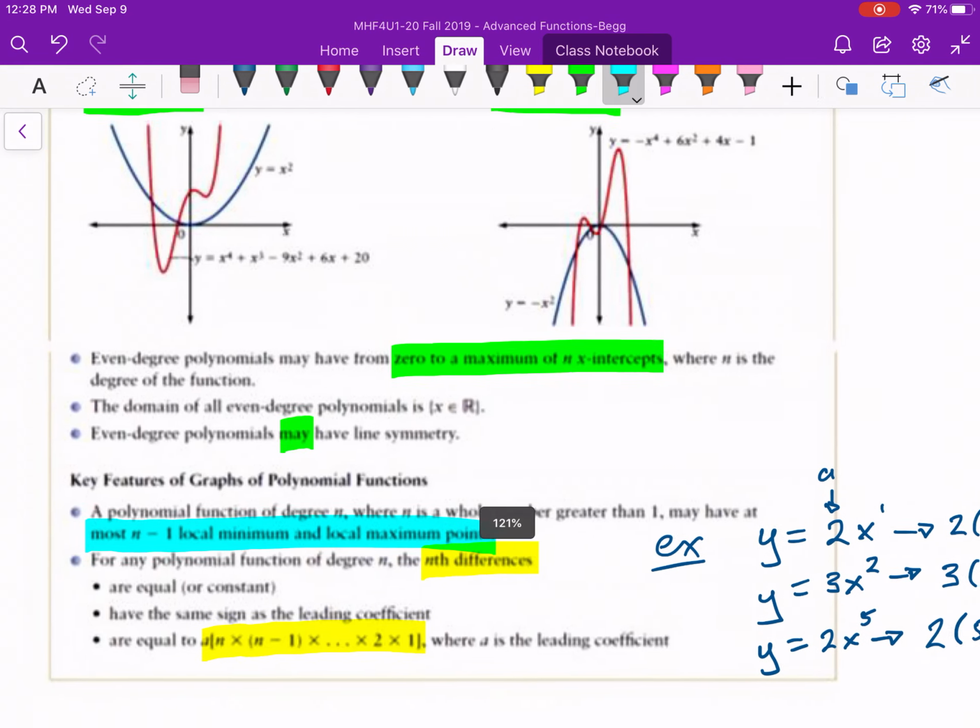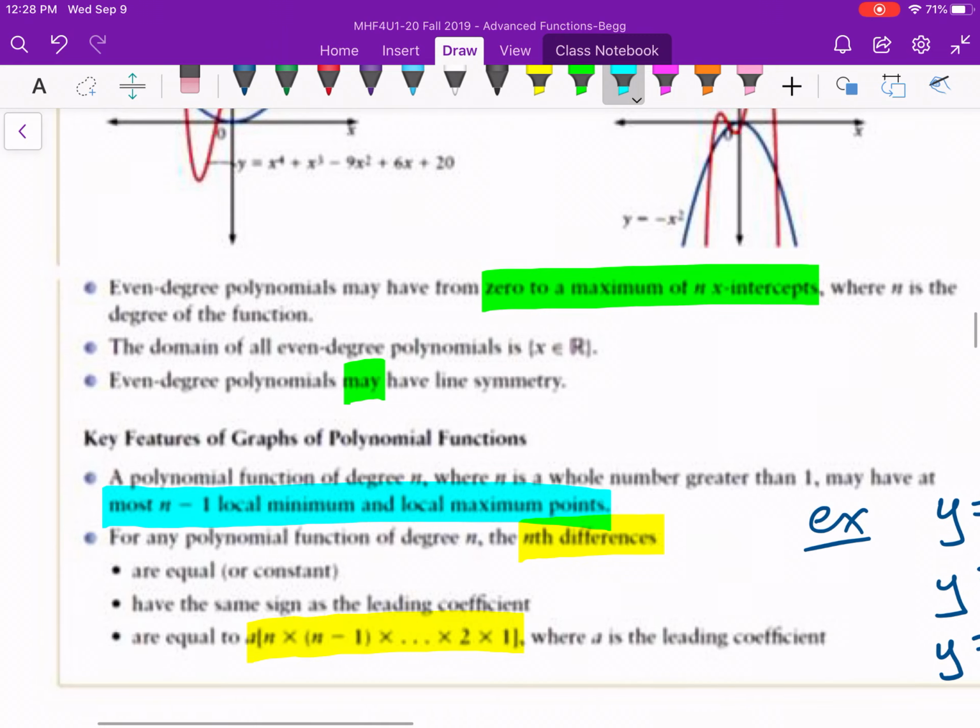Key features of graphs of polynomial functions. This is for all polynomial functions. A polynomial function of degree n, where n is a whole number greater than 1, may have at most n minus 1 local maximum and local minimum points. So again, turning points. A parabola, that's degree 2, can have up to 1 turning point, and it does, that's the vertex. But a cubic, which is degree 3, could have up to 2 turning points. It doesn't have to have that many, but it can have 2 as the maximum. So it can always have 1 less than the degree.